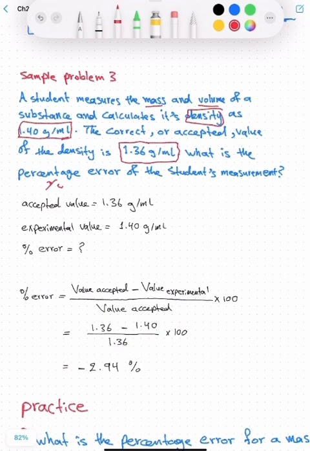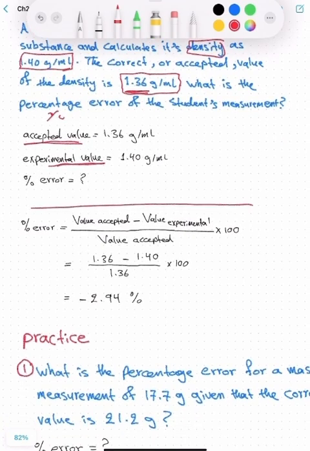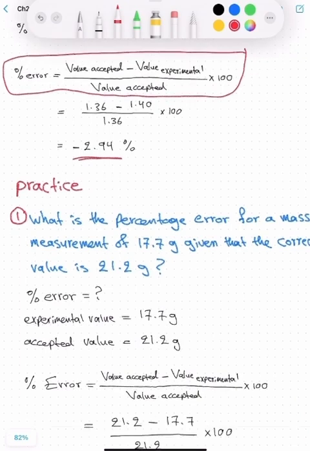So what do we have from the question? The accepted value, theoretical value, should be 1.36. The one that you did, the experimental value, was 1.40. Percentage error is unknown, so calculate it. This is your rule. You follow it, you get the answer, okay? You got negative 2.94% error.